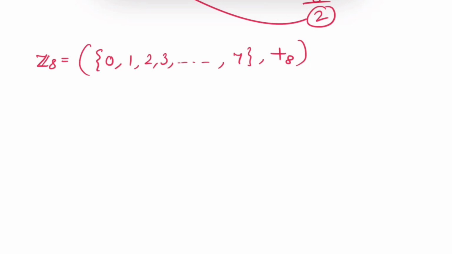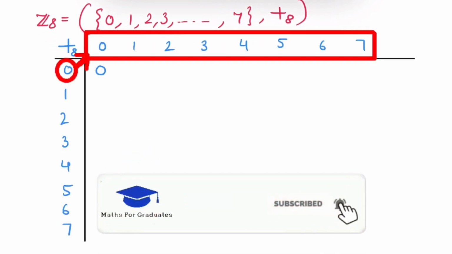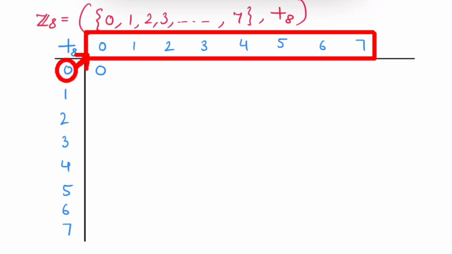Z8 equals {0, 1, 2, 3, and so on up to 7} under the operation addition modulo 8. To understand this operation much better, let us form the Cayley table. 0 plus 0 is 0, and when 0 is divided by 8, the remainder is 0. 0 plus 1 is 1, and when 1 is divided by 8, the remainder is 1. 0 plus 2 is 2, and when 2 is divided by 8, the remainder is 2.